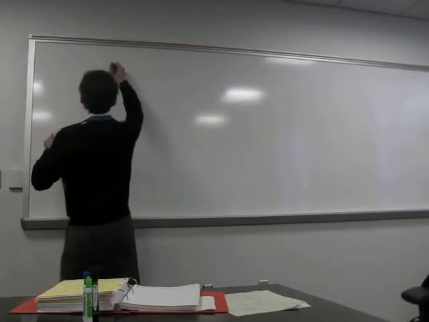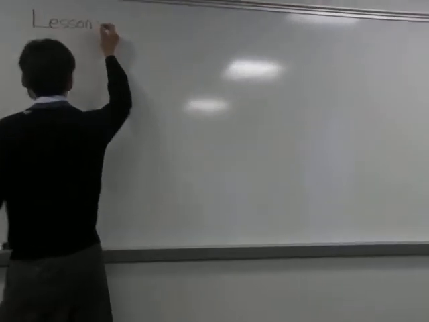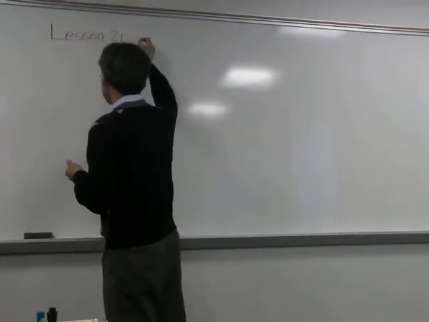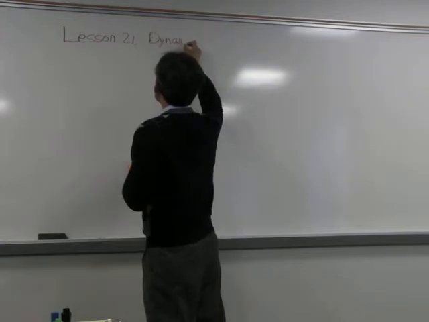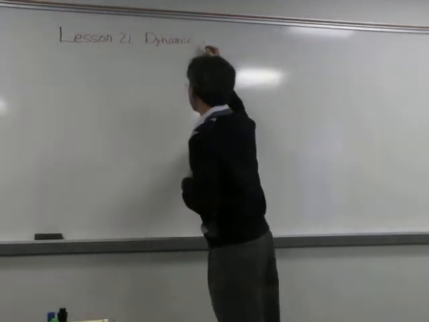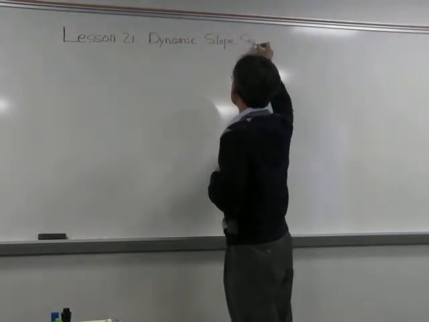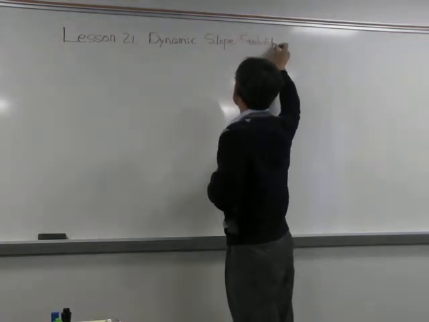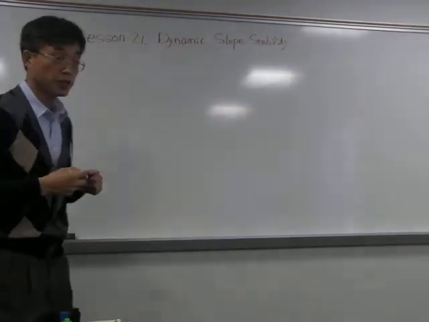we will talk about, what should be the lesson number? 21. Dynamic slope stability. The concept is very similar to the previous dynamic oscillation theory.